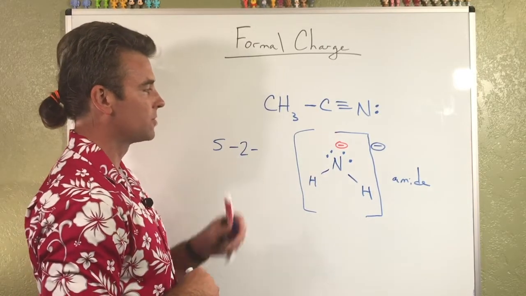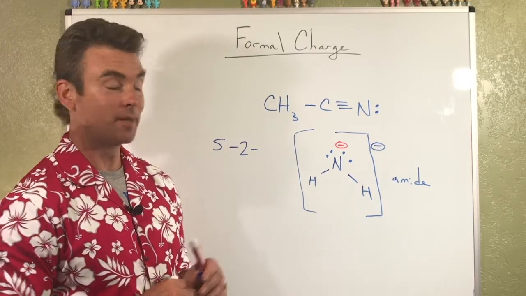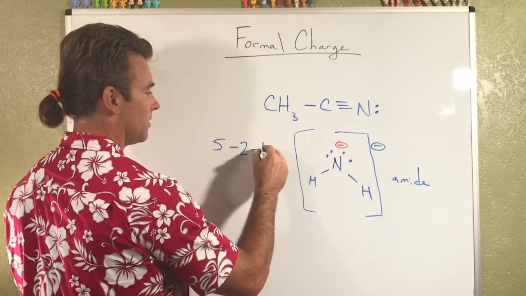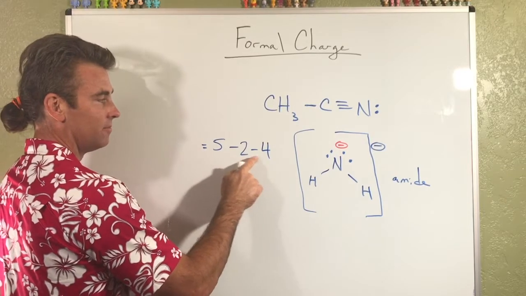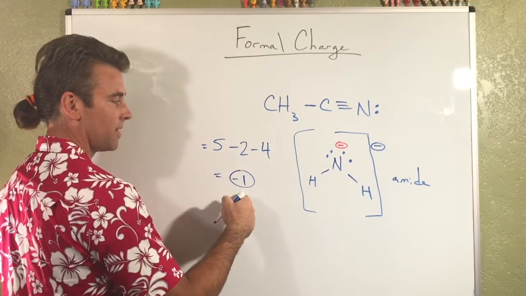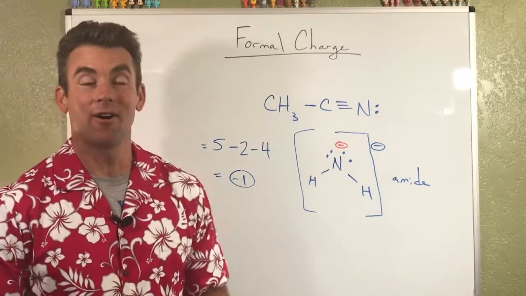Now we're going to subtract each individual lone electron. So 1, 2, 3, 4. You'll notice I've got 5 minus 2 minus another 4 for a total of minus 1, right? That's how I knew that that thing had a minus 1 formal charge. It's not hard to do, right?